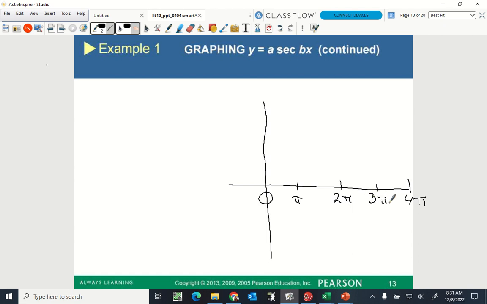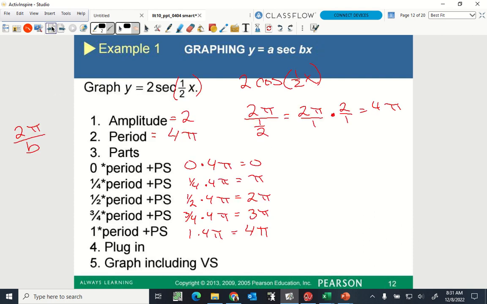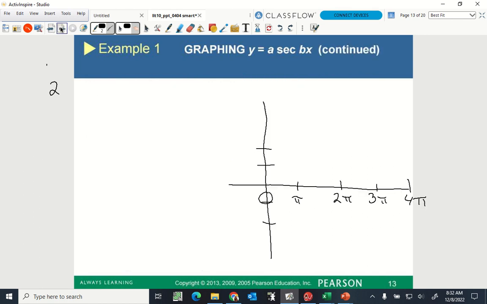My amplitude is 2, so I know it's going to go up, right? And down. All right. It was 2, what's it again? Cosine 1/2 x. So 2 cosine 1/2 times 0.